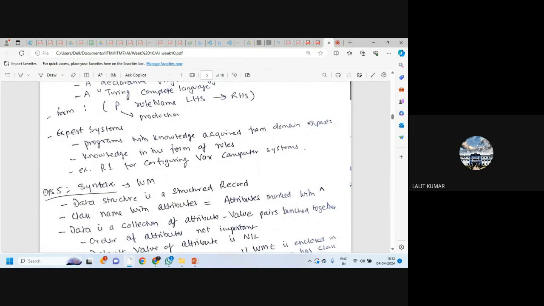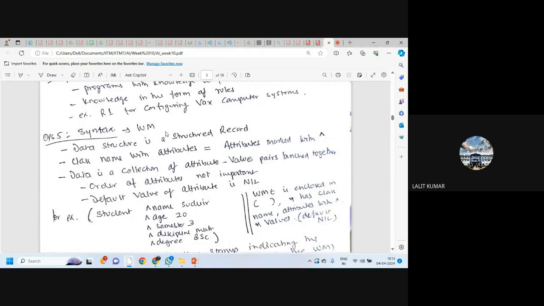Then what are expert systems? Expert systems are programs with knowledge acquired from domain experts, and this knowledge is converted in the form of rules. For example, there was a language written, R1, for configuring VAX computer systems. The syntax of OPS5 remains the same. It has a working memory, a rule, and then the inference engine. So I will not repeat it again.